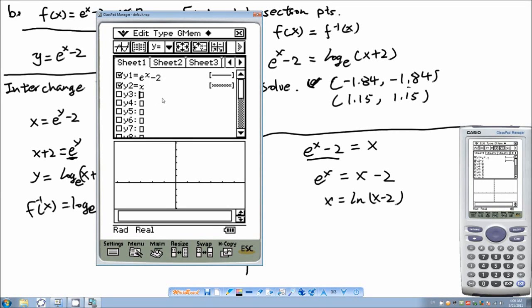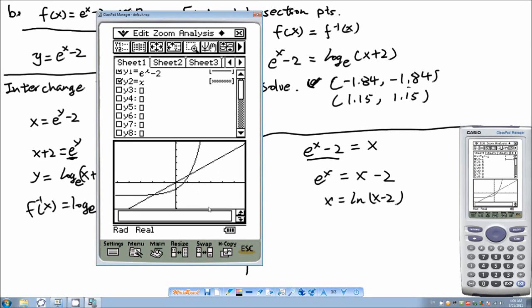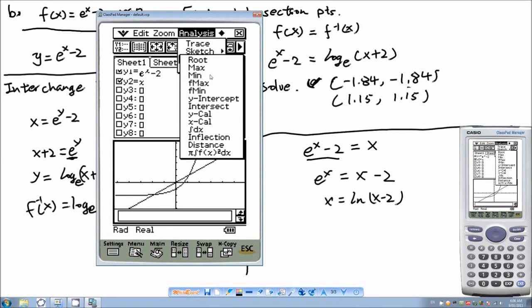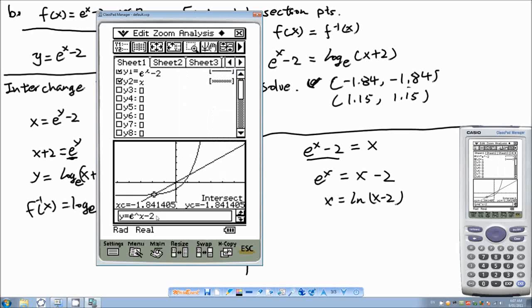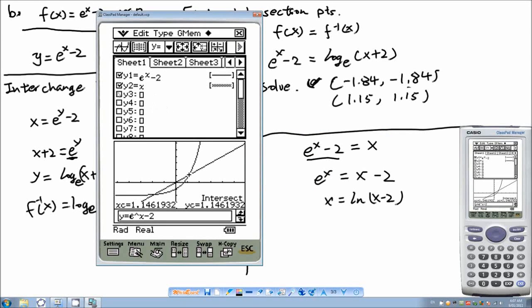Then I should have the same point. Go to analyze, JSolve, intersects. Okay, I have one point there, and I go to the other point there. The theory behind the second step is something I can show you in the calculator.